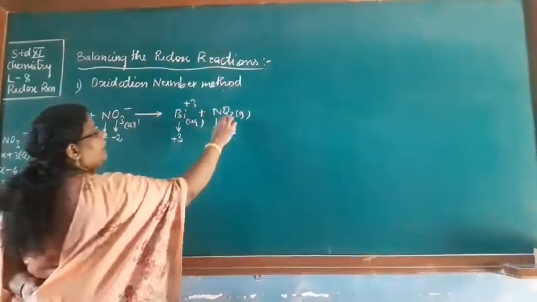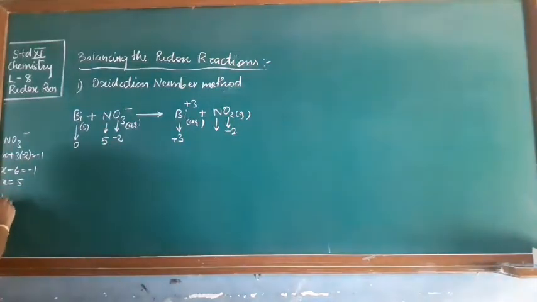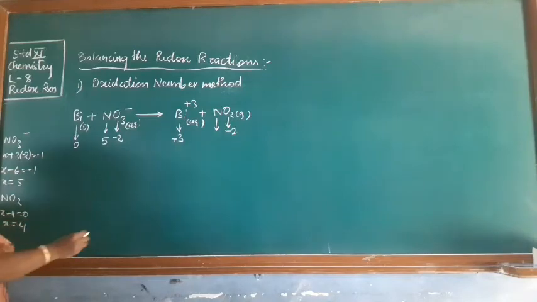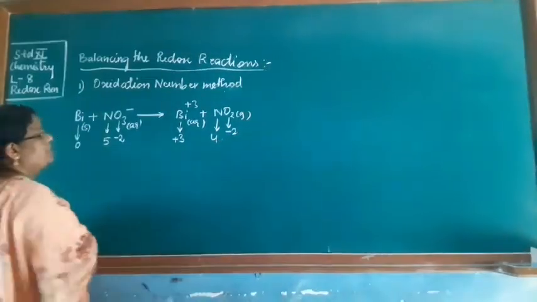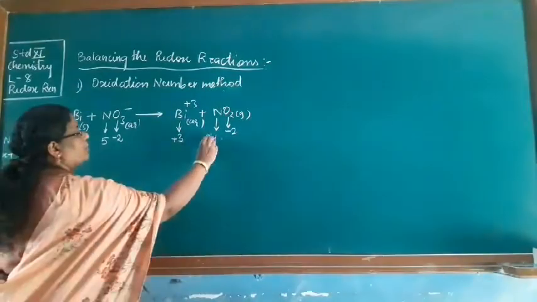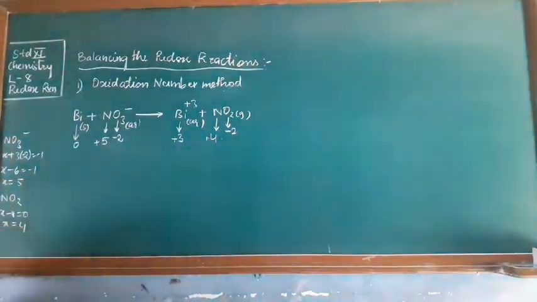Now for NO2, that is X minus 4 is equal to 0, so X is equal to 4. So here the oxidation state of N is +4, from +5.